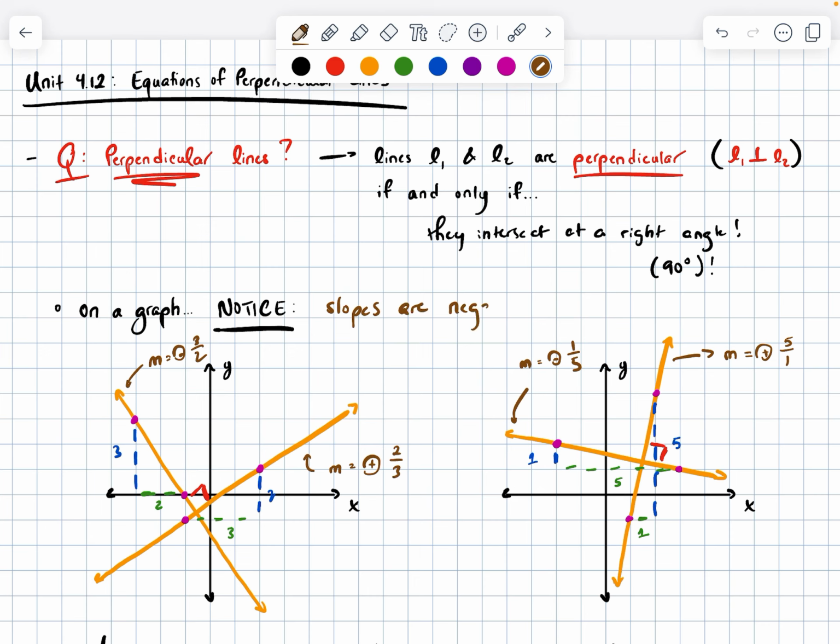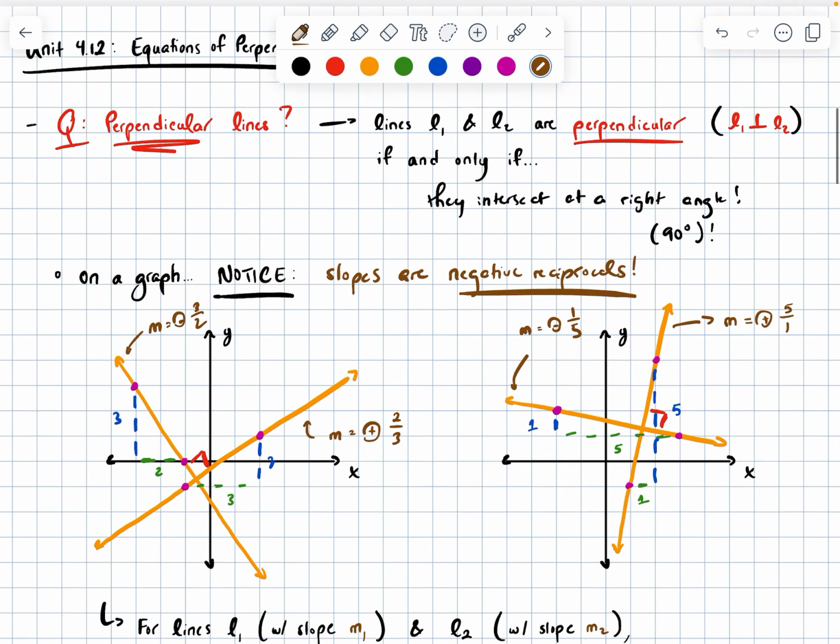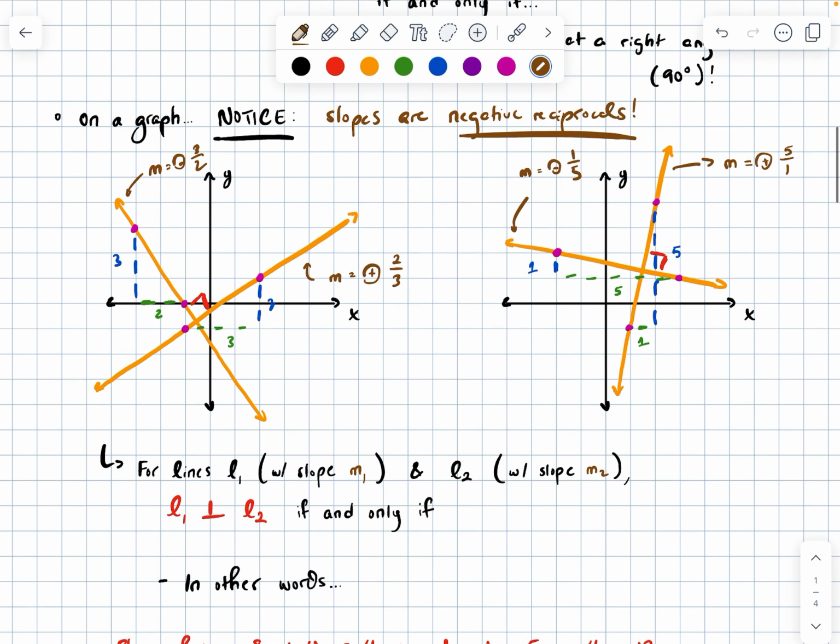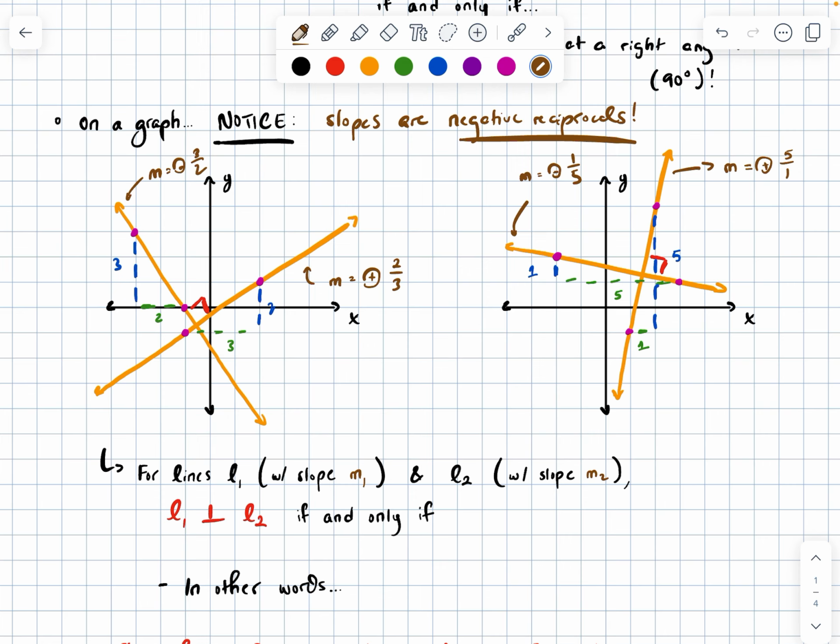We are going to call these negative reciprocals. What that means, right, is both the sign and the fraction is flipped. So it's negative, meaning one's positive, one's negative. I negated one of them. And it's a reciprocal. I took my fraction, flipped it on its head. Cool.